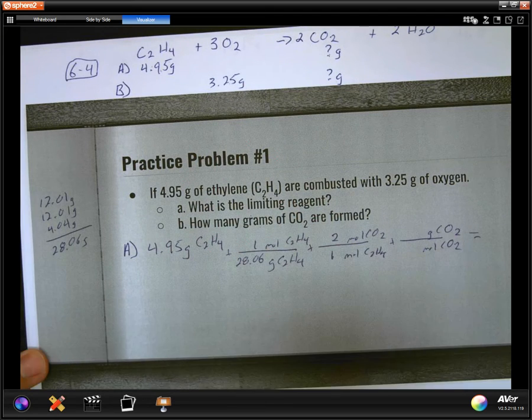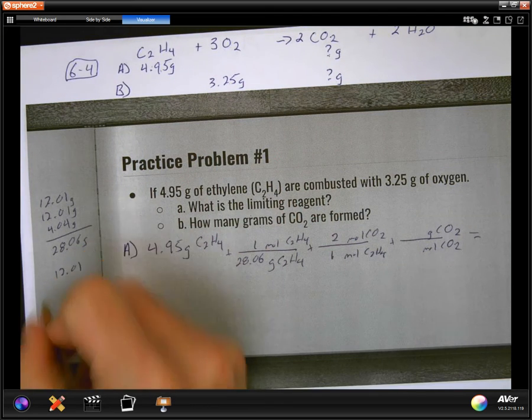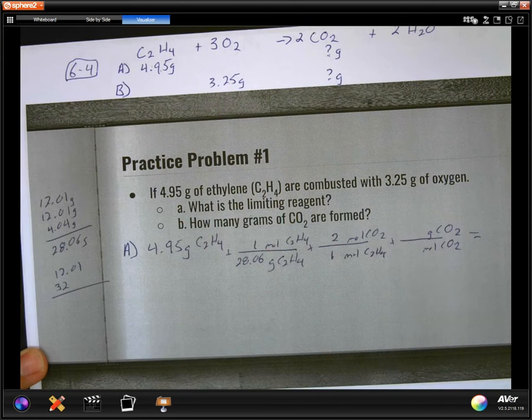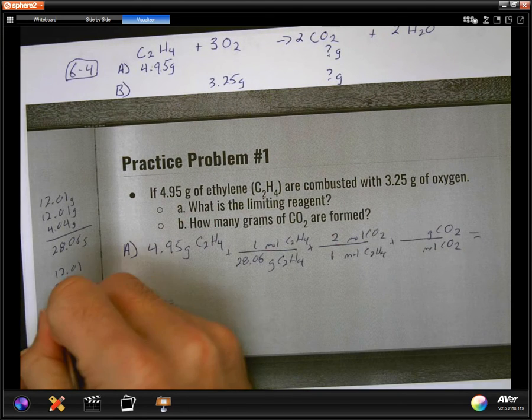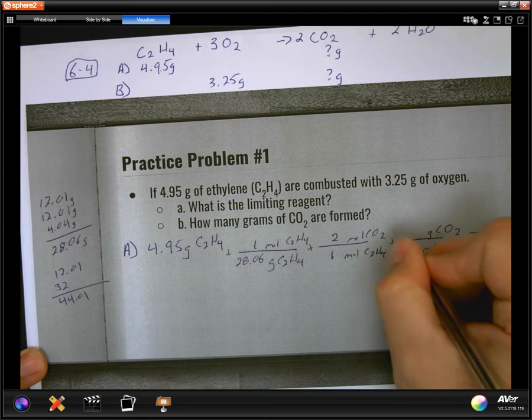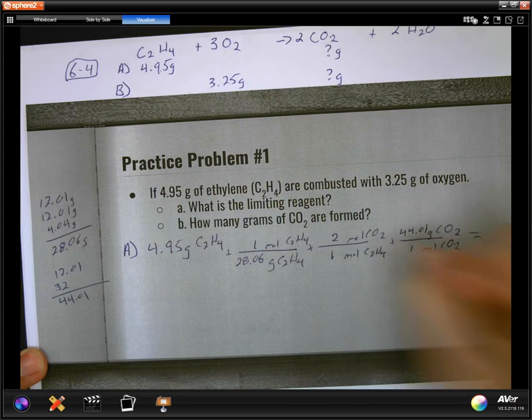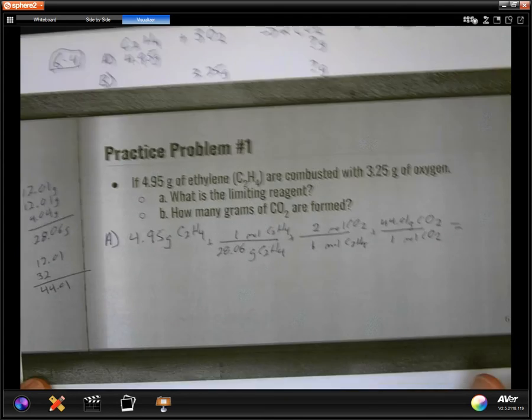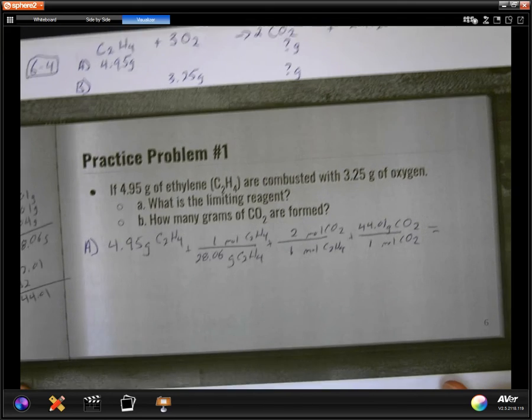Over here, same thing, 12.01 is carbon plus 32. That's going to give me a 44.01. That goes here, and yada, yada, yada. We have our problem set up. Now that is scenario A.